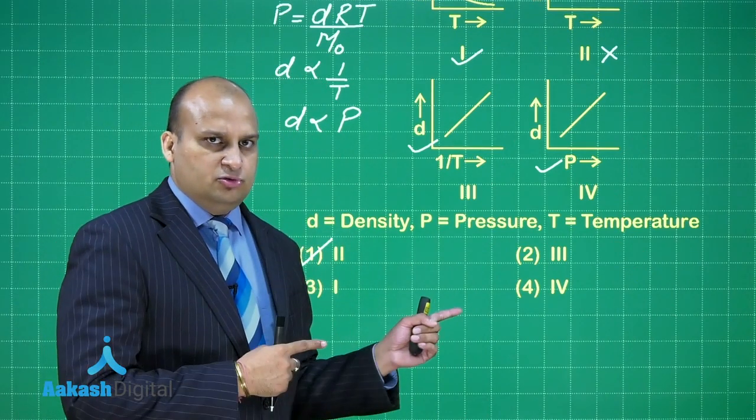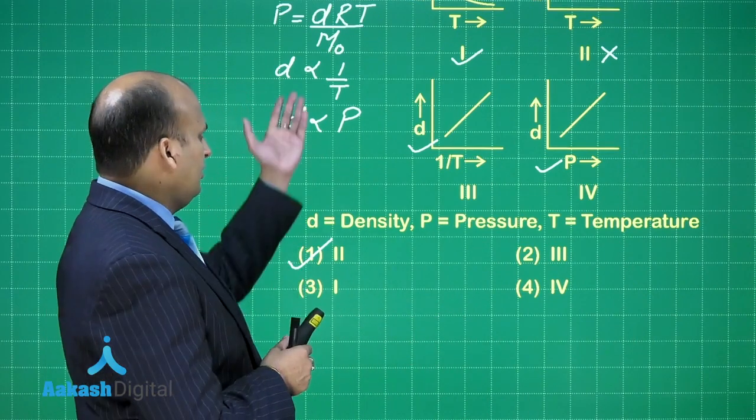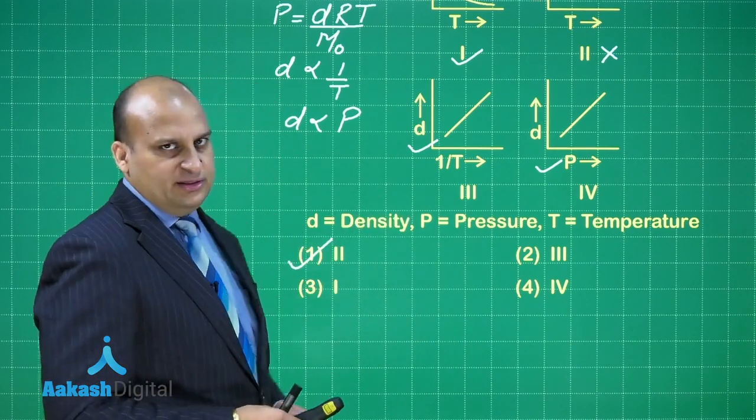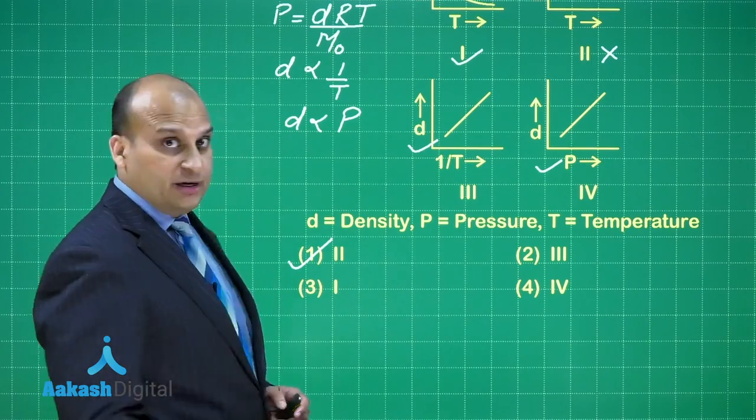Okay. Do you rate this as a difficult or an easy one? I will call it an easy one. I hope all of you remember P is equal to dRT by m naught, and graphs you can easily plot. So I will say that is an easy question. Okay. You should get full marks in this.